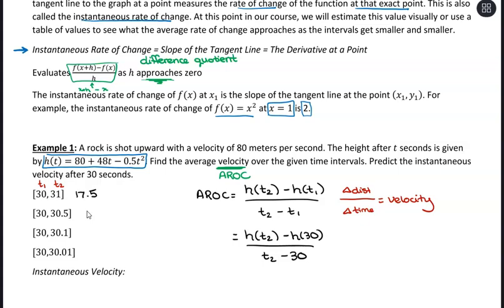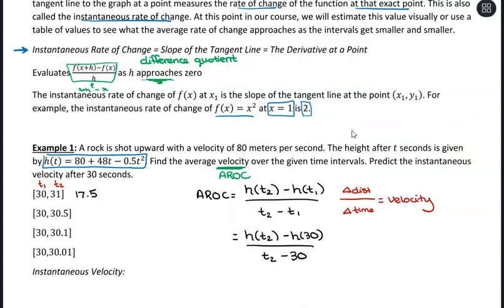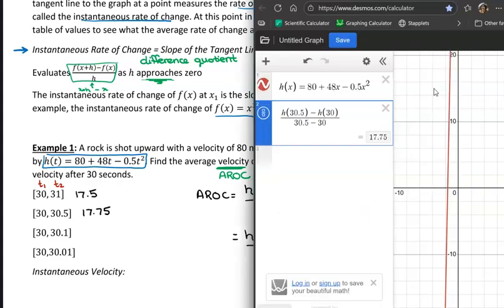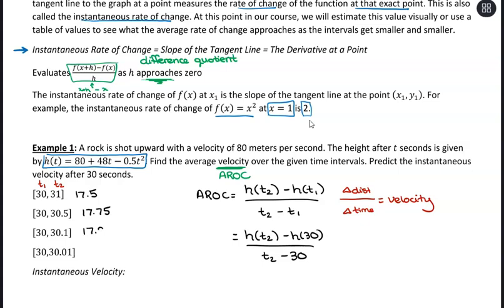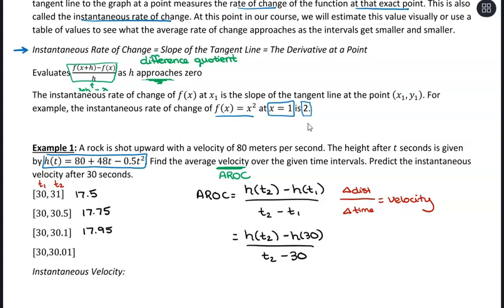Then for the next one, what's nice about Desmos is I can just edit where I have 31. I'm going to replace that with a 30.5. And then just make sure you replace it in both spots, and that'll be a 17.75. And then the next one, we're going to change it to a 30.1. So make my edits in both spots, 17.95. And then for the last one, making it a 30.01, we get 17.995.